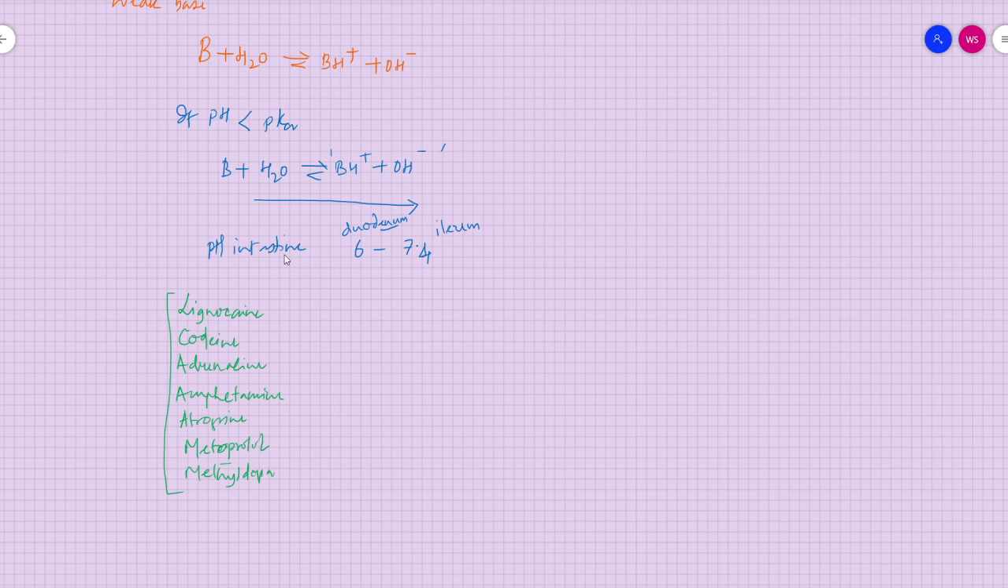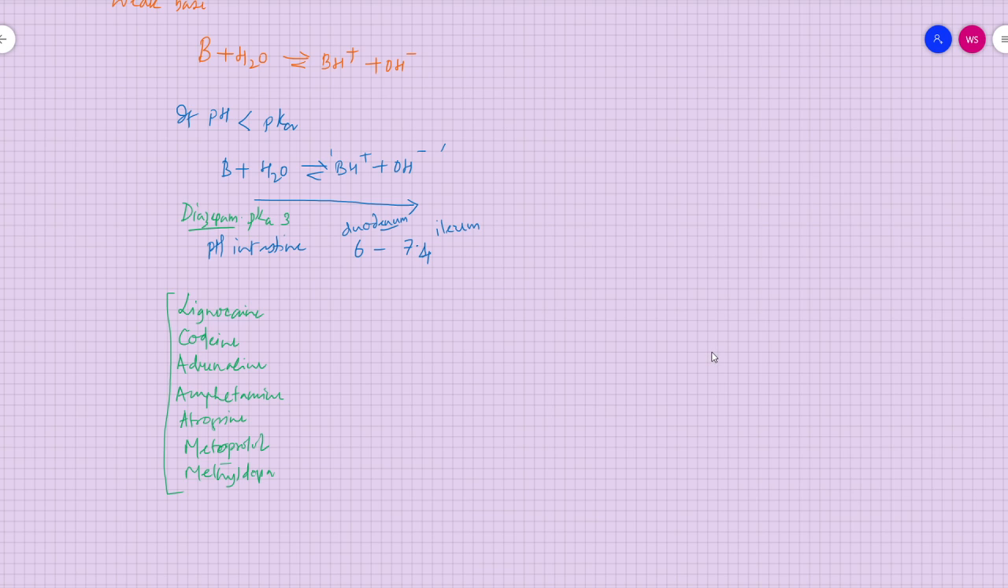So the prototype example could be, let's write it, diazepam. Diazepam would have a pKa of about 3. So in the stomach it would be ionized, and in the intestine, because the pH is 6 to 7.4, it would be non-ionized. As a result, it would be absorbed in the intestine.